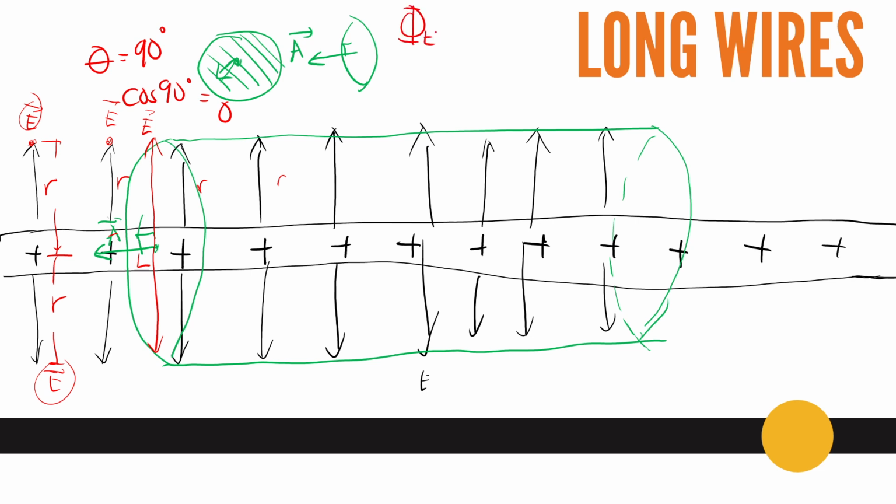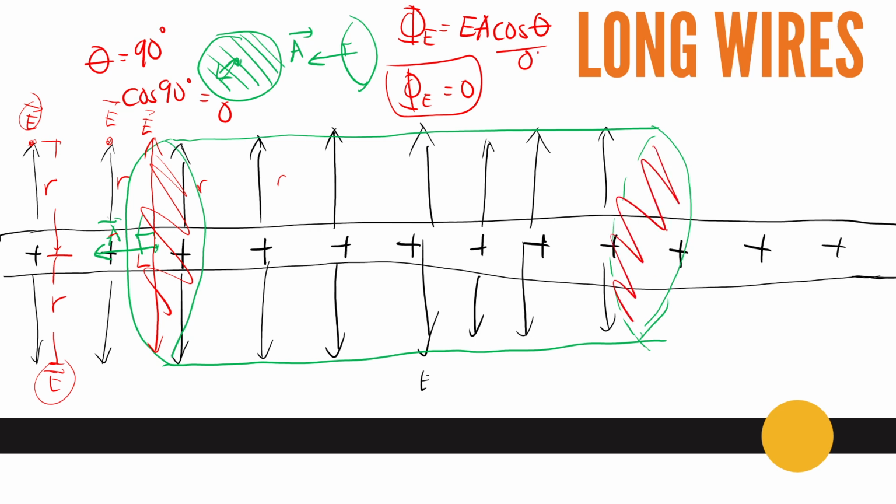Since to find my electric flux I have to multiply my electric field times my area times cosine theta, and cosine theta is cosine 90, this is actually 0. So my electric flux is also 0 at this point and at this point. Wala akong electric flux diyan. Ang meron lang akong electric flux, probably, ay sa saang part.